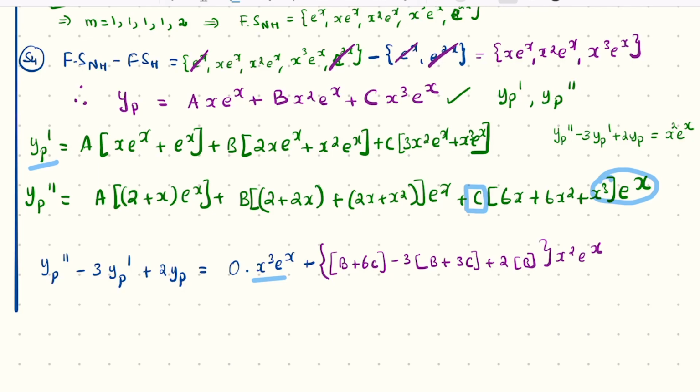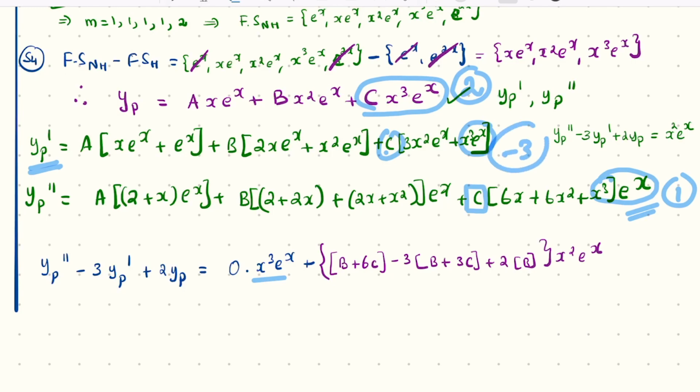If you take a look at the yp prime, that has again only one of them. That is x cubed e to the x times c, right? And if you take a look at the yp, that has only this. So we take 1 times this, that is c times x cubed, minus 3 times, minus 3c x cubed, and then plus 2 times. So this 1 times, that 2 times adds up to 3, and then you subtract 3, that's going to give you a 0, right?